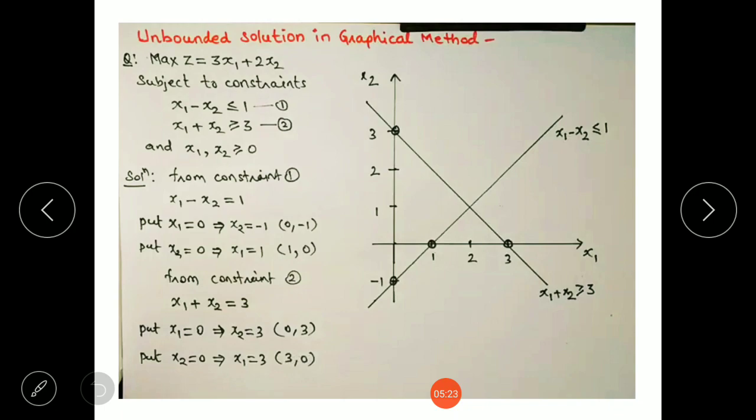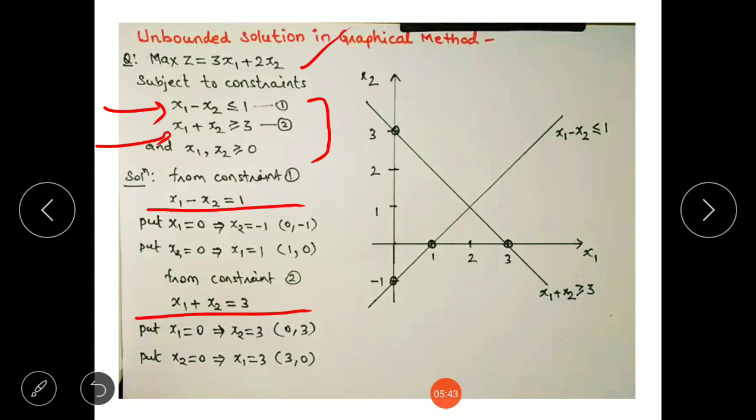Maximization z is equal to 3x1 plus 2x2 subject to the constraint equations x1 minus x2 less than or equal to 1, x1 plus x2 greater than or equal to 3. So if we want to solve it using the graphical method, we need to convert these inequality constraint equations into the equation form, and then we'll find x1 and x2 points, plot them on the graph paper, and find the feasible area.